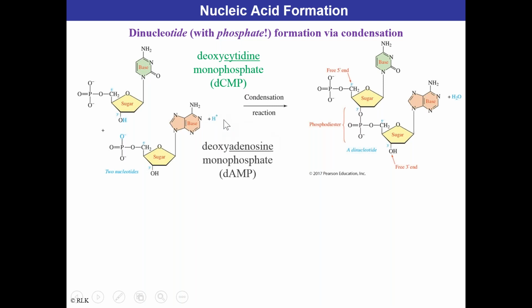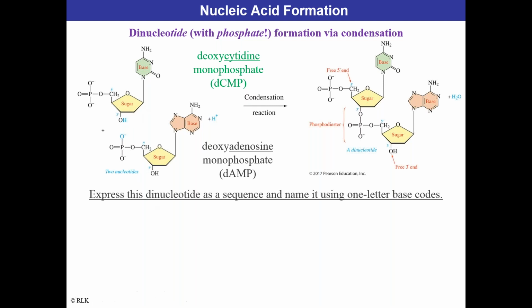You still have one hydrogen coming from the environment in which these individual nucleotides are existing whenever they come together to form this dinucleotide, and then the other hydrogen and oxygen that are coming from the actual nucleotides themselves, okay? Now, if we were going to express this dinucleotide then as a sequence and name it using 1-letter base codes, which is what scientists do, this is what is found in various research papers, you would first identify which end is the free end of the 5' and then the 3', okay?